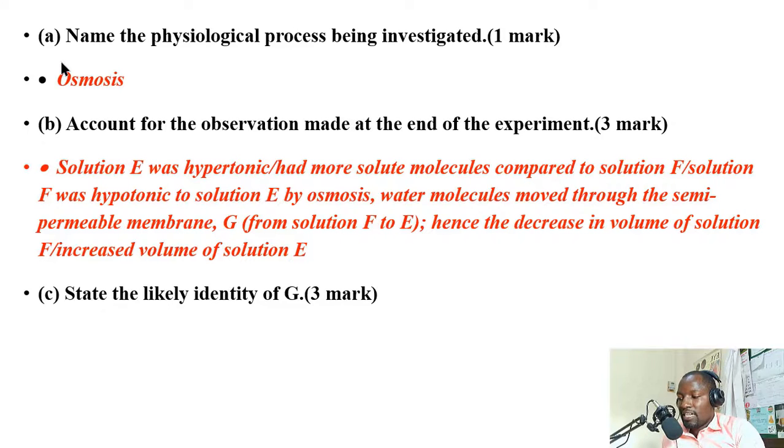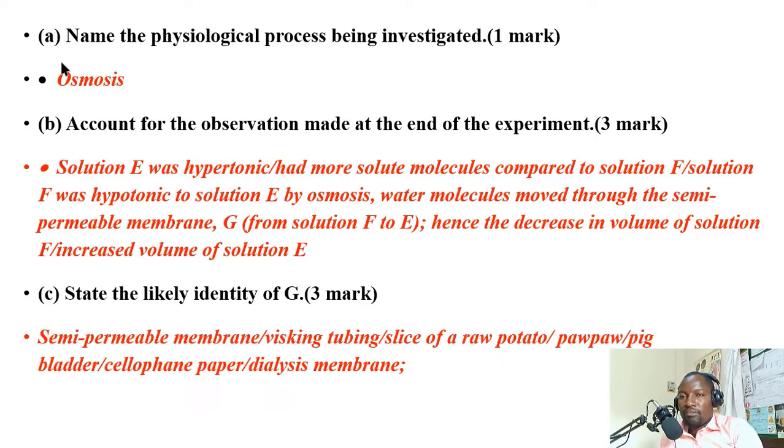State the likely identity of G. This is just a semi-permeable membrane. You can say it's a visking tubing, a slice of raw potato, a pawpaw, pig bladder, cellophane paper, or dialysis membrane. All of them are examples of the identity of G. As long as it is able to separate and work as a semi-permeable membrane, allowing some particles to pass through but not all, it typically qualifies.